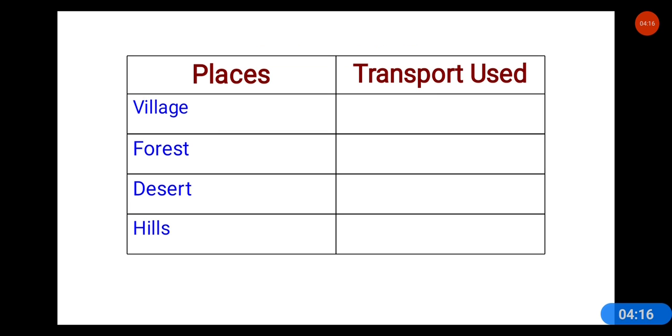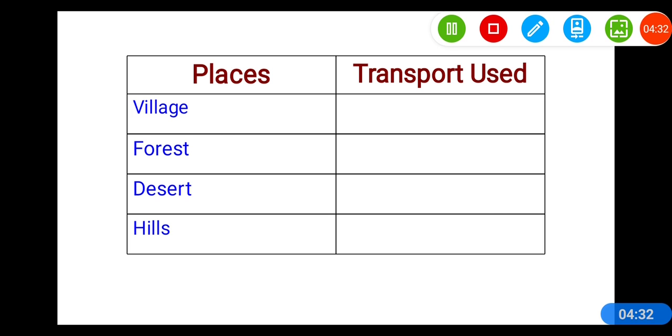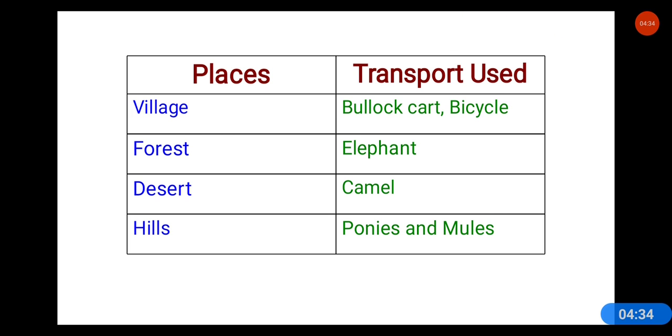So you have to make a table like this. You have to write the places and what kind of transport we use, right? So your time is up. I hope you have done it.